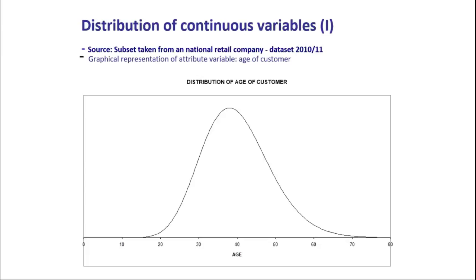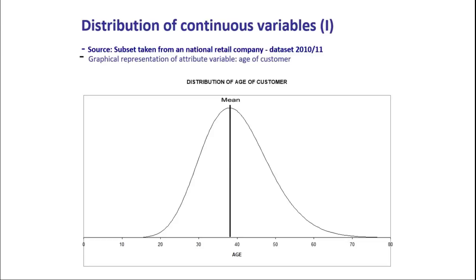Now, here I've got a distribution. I'll be talking more about the shape of the distribution and the type of distribution that's there. This is a bell curve shape. It looks fairly symmetrical, and it's been taken from a national retail company data set from 2010, 2011. It's a graphical representation of an attribute variable, age of customer. The age of customer varies from this data set, and it's bell shaped. It looks fairly symmetrical around the middle, around 40, and we can see just below the age of 40 is the mean.